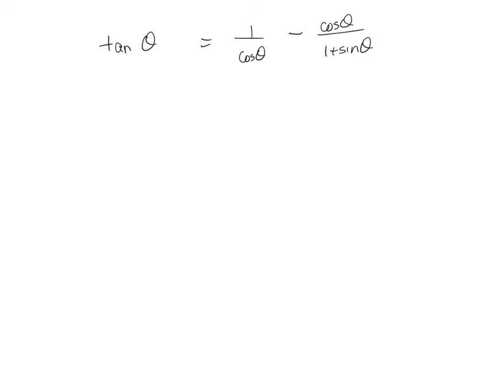Here's another one. You have tan theta is equal to 1 over cosine theta minus cosine theta over 1 plus sine theta, and you are asked to verify this trig identity. So we need the left-hand side to equal the right-hand side. In this case, I'm actually going to start with the right-hand side, and the first thing I want to do is find a common denominator. So that means I want to multiply the left-hand side by this 1 plus sine theta over 1 plus sine theta. And I want to multiply the right-hand side by cosine theta over cosine theta.